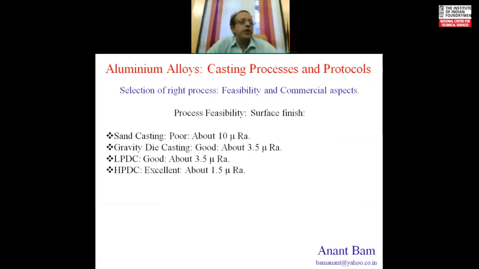Surface finish. For sand casting, it is the worst surface finish available in the whole system, and the best possible can be about 10 micron Ra.